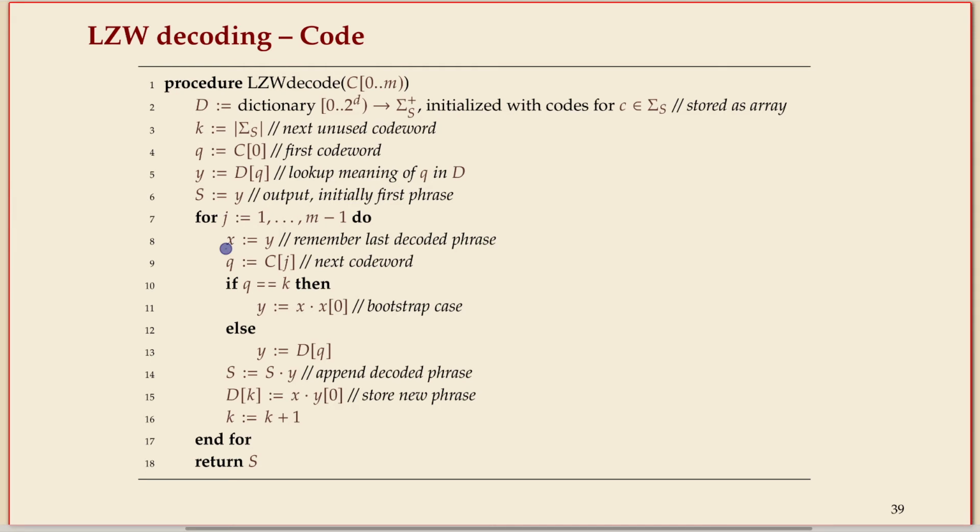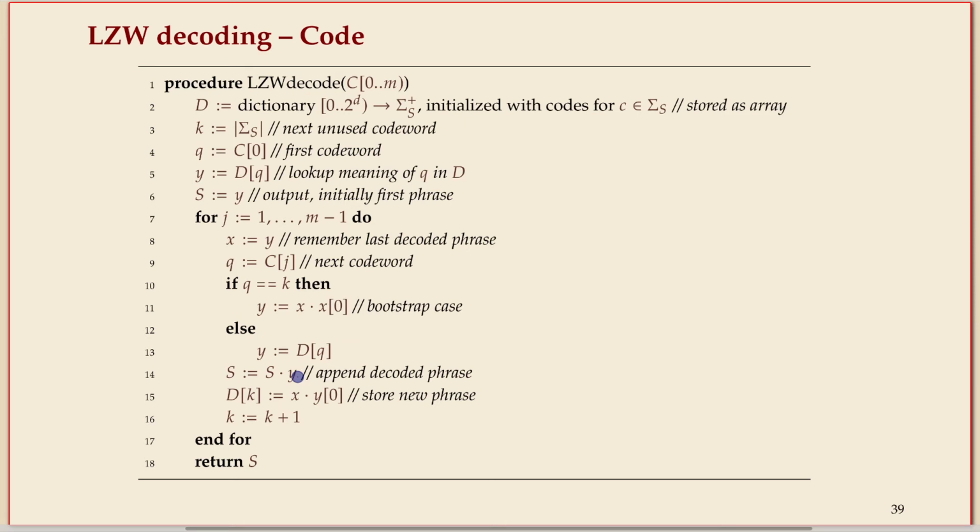We remember what we had in Y before, remember that in X, then we take the next code word. And here, this is the special case. If the code word that we're trying to decode is the same as K, the next free one, then we're in this ANA special case. And in that case, we just set Y to X followed by the first character of X. In any other case, we set Y, we look up what the code word stands for, because then we have it in the dictionary.